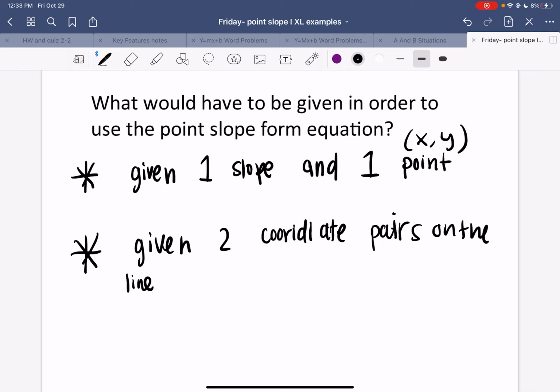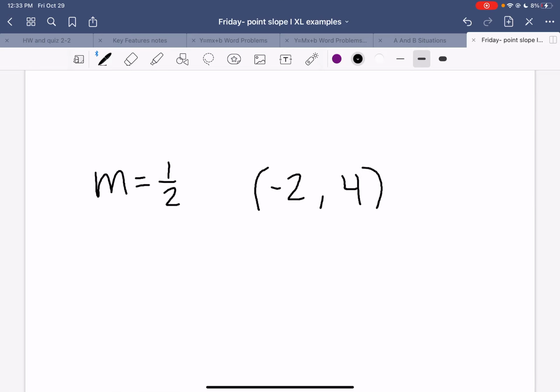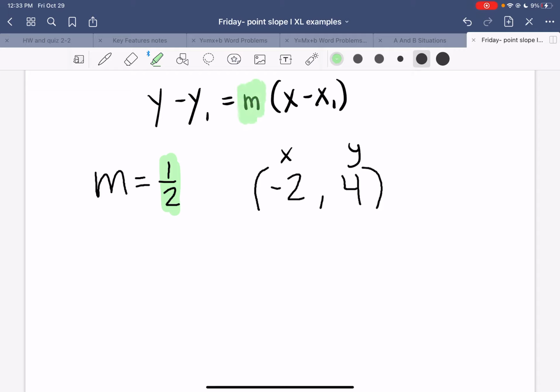The first we're going to look at, given one slope and one point, how could we put this into an equation? So our first example is when given m equals 1/2 and we have our xy pair here, how could we put this into our original point-slope form equation? y minus y1 equals m(x minus x1). So obviously we can take our slope and put it here. So I have equals 1/2.